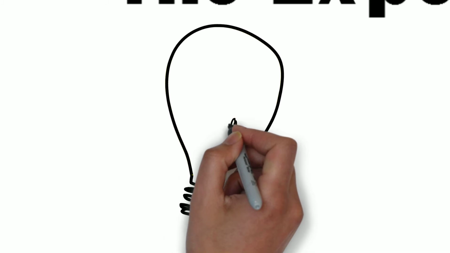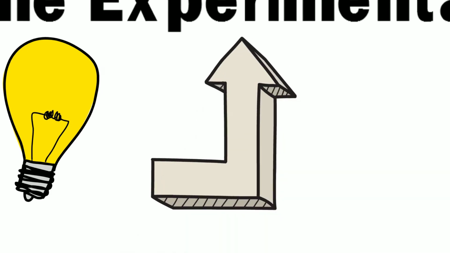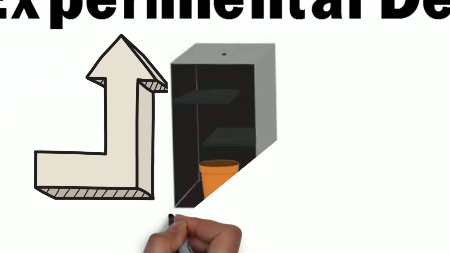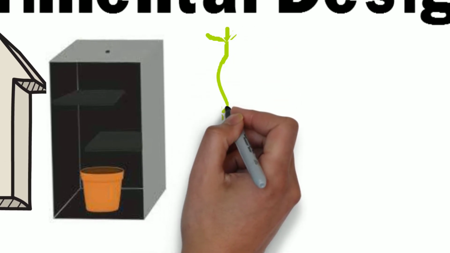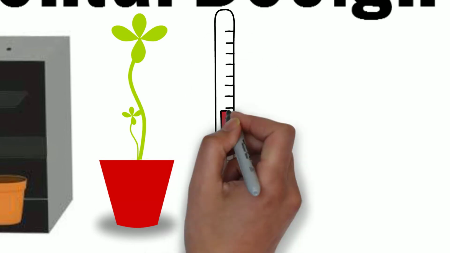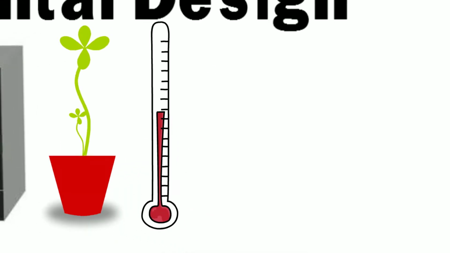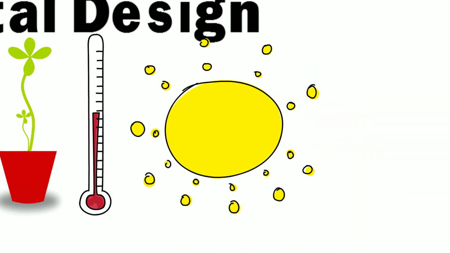Experimental design. Independent variable: the exposure to light every day. Dependent variable: the angle the stem grows when exposed to light. Control: the plant in the dark. Constants: types of plants, temperature, soil type, light and dark exposure.